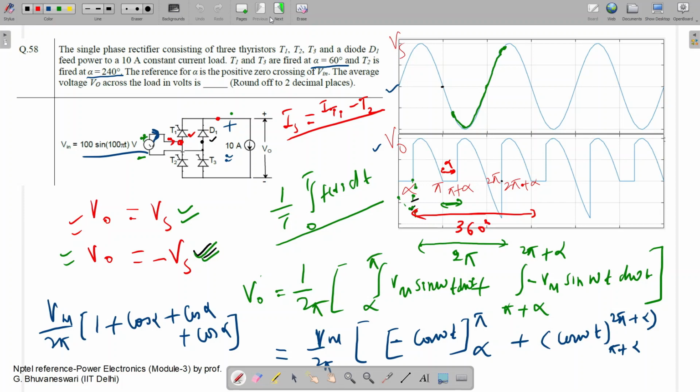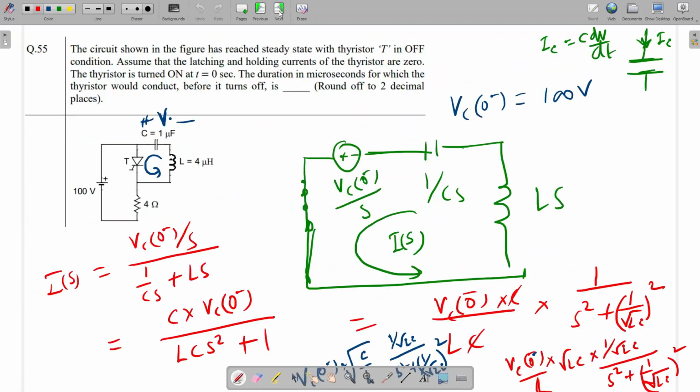Sir, can you please explain that VCT final equation once more, please? Which one? The VCT final equation, sir. V infinity plus V0 minus V infinity. Okay. That is one derivation. We should know that. Like that should be remembered.